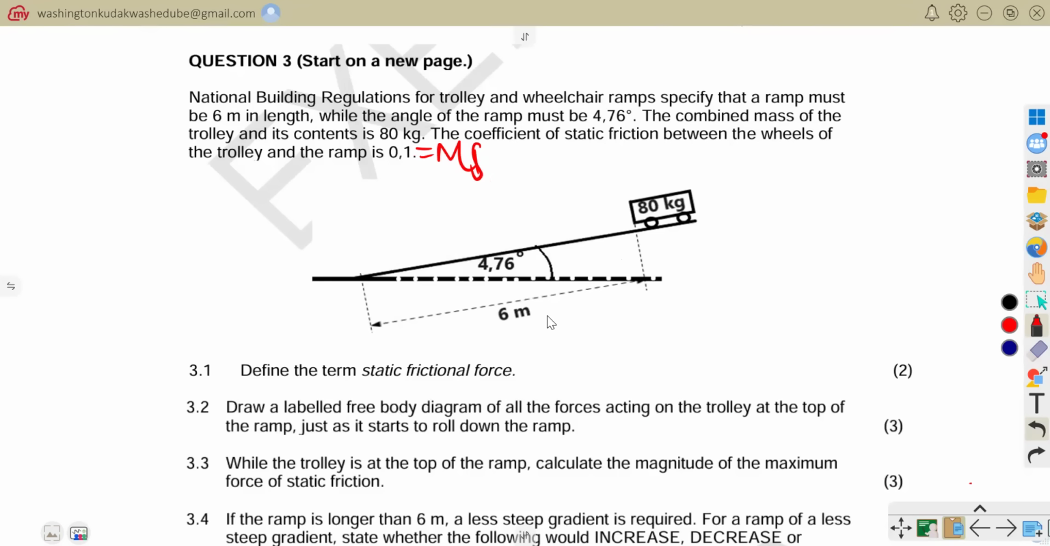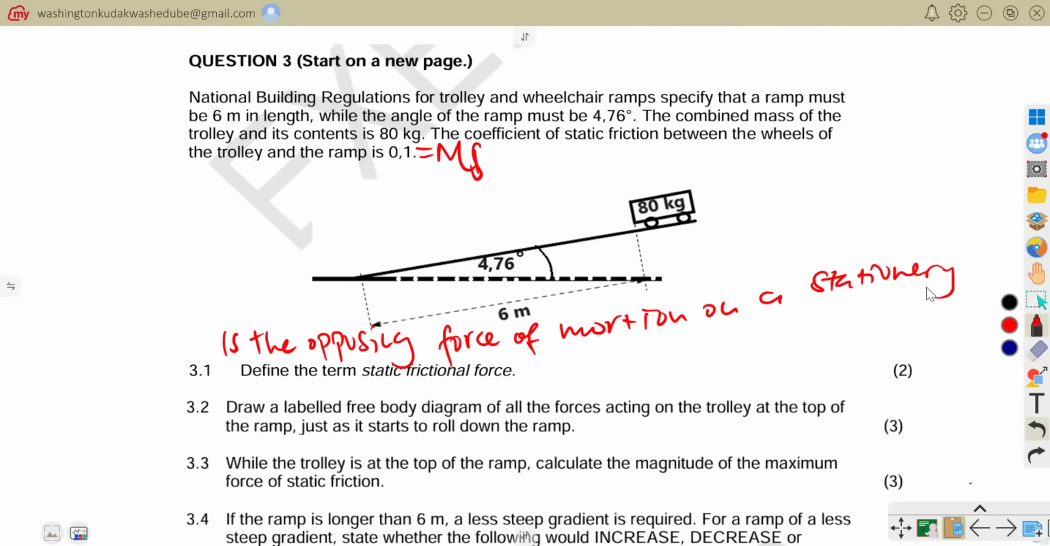Now they are saying define the static frictional force. So static frictional force is the opposing force of motion on a stationary object. That opposing force to motion that acts on a stationary object becomes our static frictional force.